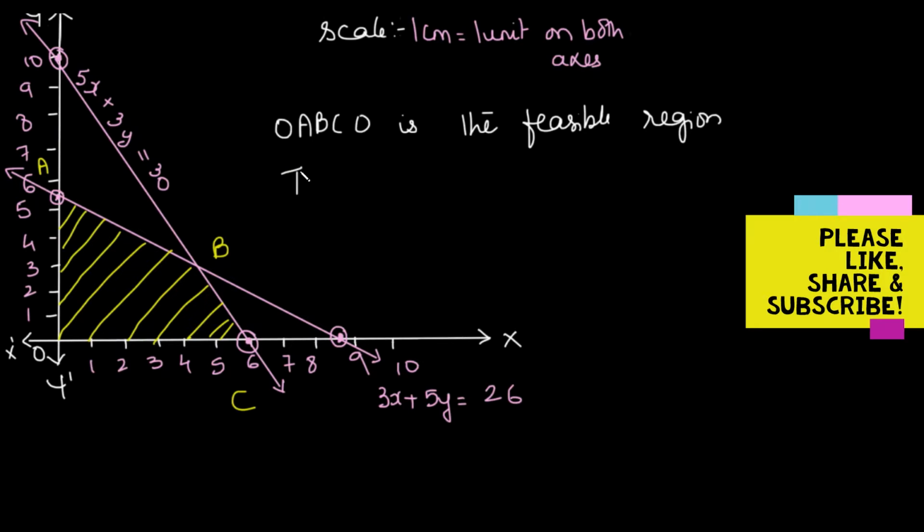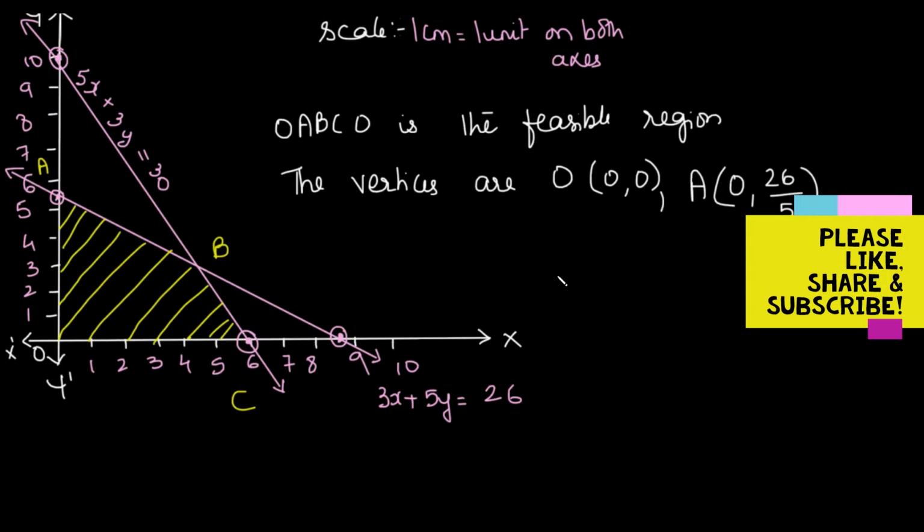Now the vertices, that is the corner points of the feasible region. The vertices are O having the coordinates 0, 0 because it is the origin. A is lying on the y-axis between 5 and 6. That is exactly 26 upon 5. So A is 0, 26 upon 5. And similarly, B is something which we have to find out. C has the coordinates 6, 0 because C is lying on the x-axis.